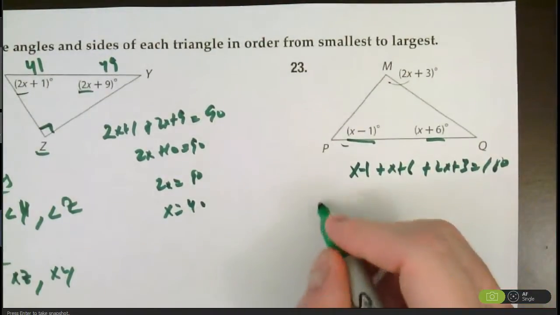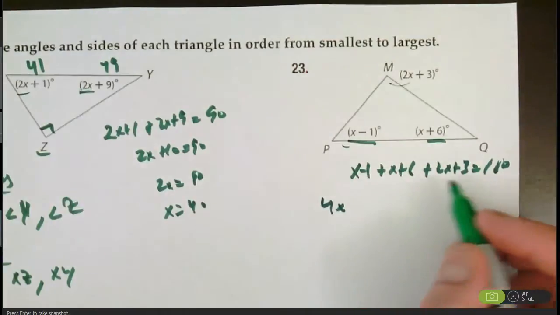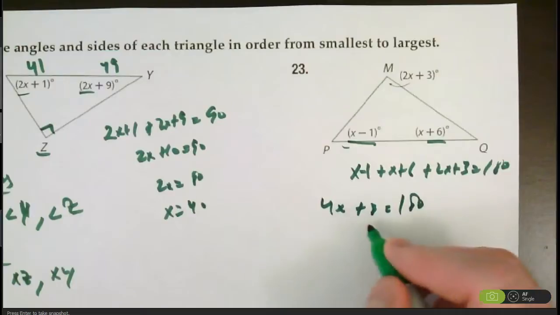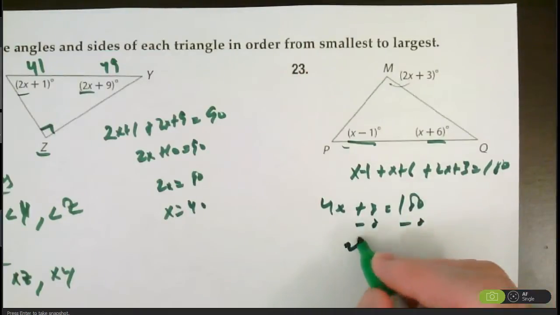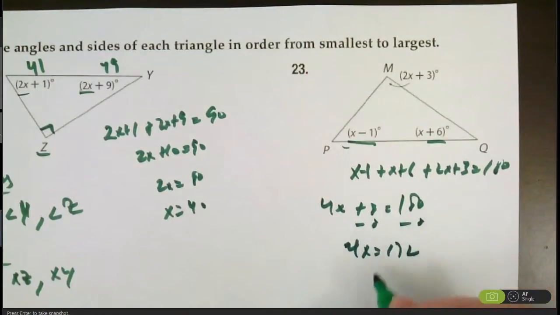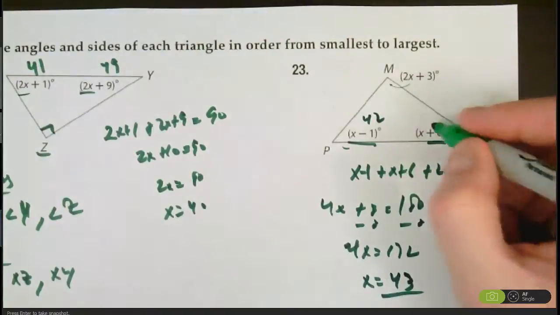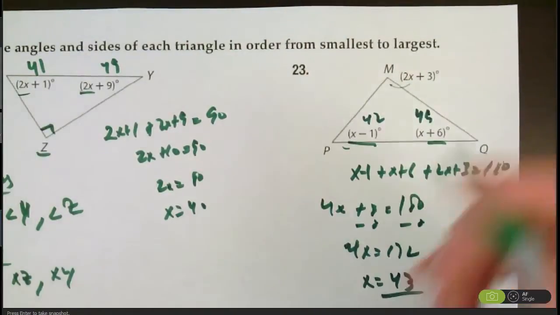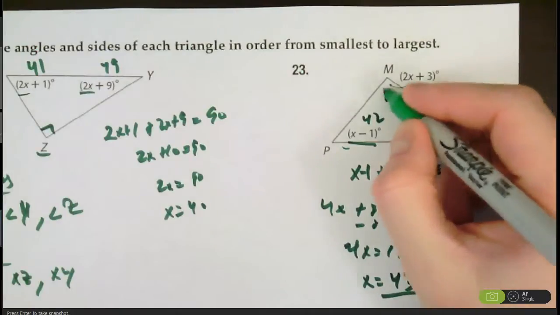x plus x plus 2x is 4x. Negative 1 plus 6 is 5, plus 3 is 8. Equals 180. Subtract 8. 4x is 172. That gets us x is 43. This is 42. This is 49. And 43 times 2 is 86. 86 plus 3 is 89.